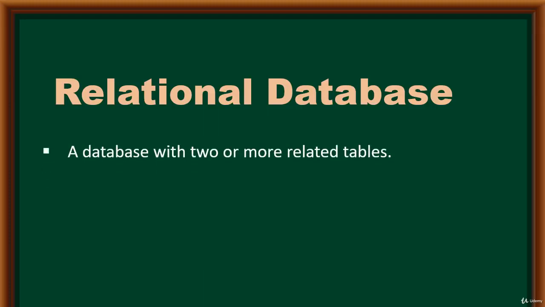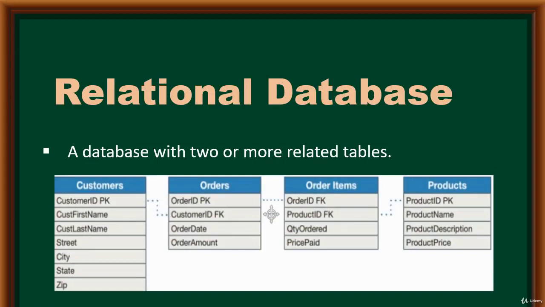Next, I want to introduce you to the concept of a relational database. A relational database basically is a database where two or more tables are related. So I'm going to show you a quick illustration. This is an illustration where we have several tables in the database. Customers is one table, orders is one table, order items is another table, products is another table. So with a relational database, there must be a relationship between two or more tables.